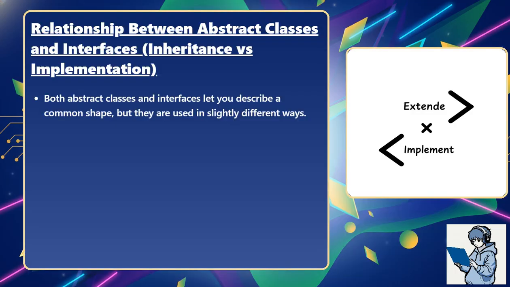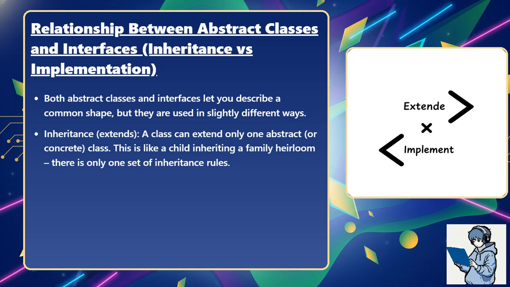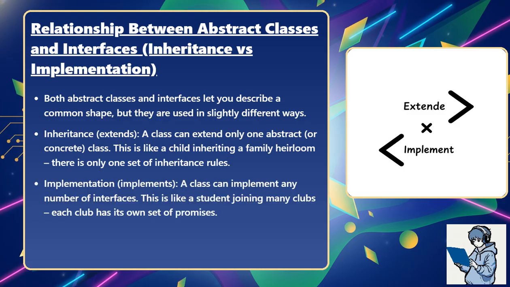Both abstract classes and interfaces let you describe a common shape, but they are used in slightly different ways. Inheritance, extends. A class can extend only one abstract or concrete class. This is like a child inheriting a family heirloom. There is only one set of inheritance rules. Implementation, implements. A class can implement any number of interfaces. This is like a student joining many clubs. Each club has its own set of promises.